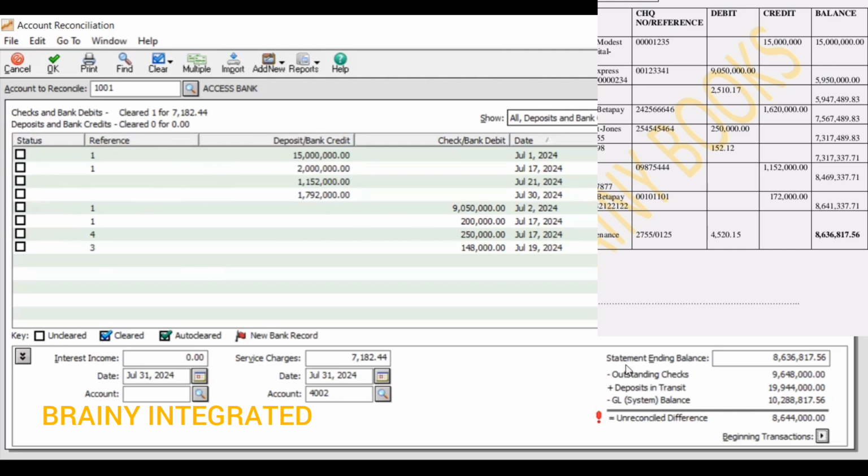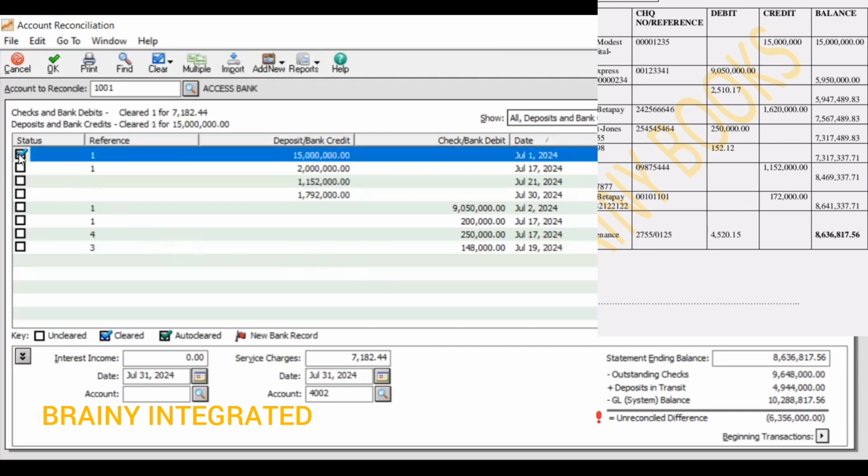Our balance should do what? Should remain zero. But here we still have unreconciled differences, which is about 8,644,000. So we are getting there. So now what are the figures that have cleared? We don't need anybody to tell us that we saw 15 million naira. The amount we used to start up, it cleared, right? That is, when I say it cleared, I mean it entered the bank or left the bank. Do you understand? So 15 million naira cleared.